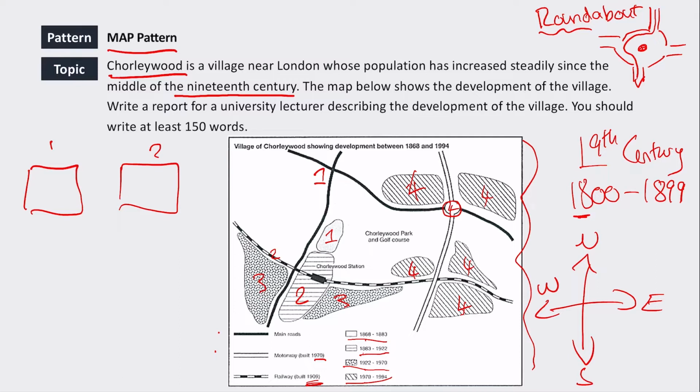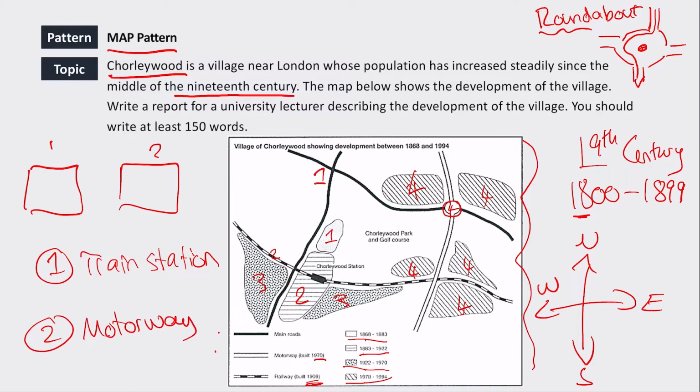But okay, so now we've looked at the basic development of this village. You want to pick out some main features that you want to talk about, okay? So first thing I would notice is that gradually, at first it developed around the train station. It grew and got a train station. And then the second part is basically that they built this motorway in 1970. And then that spurred further eastern development of the village.